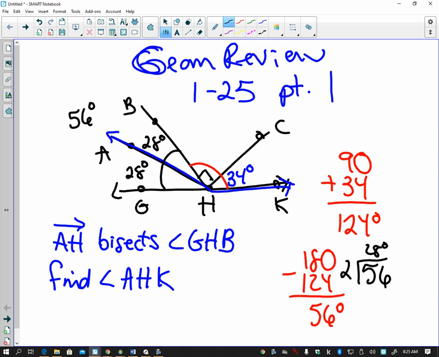Add it to the 124. Great. So 124 plus 28, 152. So 152 degrees is my final answer. Those aren't the exact numbers that you're going to work with, but it is the exact same procedure that you'll work with.